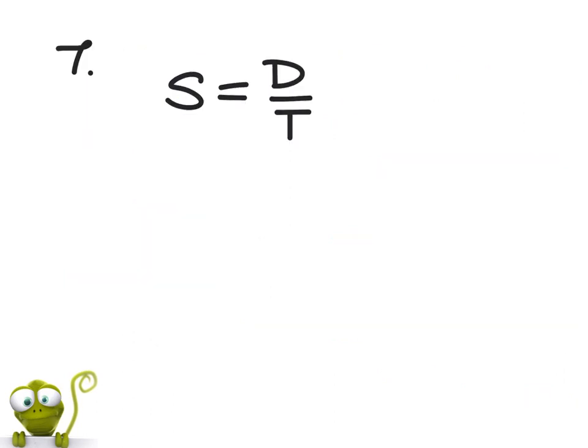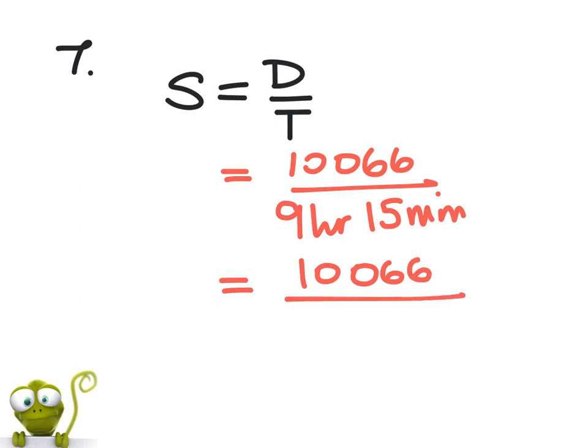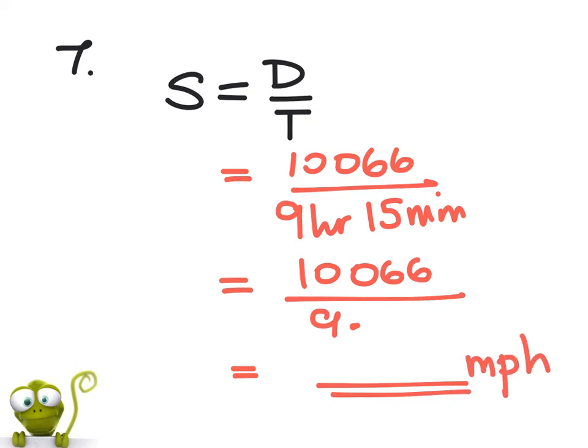And the very last question, calculate the average speed of the flight. So we're going to use the formula, speed equals distance divided by time. The distance is 10,066 miles, and we're going to divide that by 9 hours and 15 minutes. Now the problem is that we can't put 9 hours 15 in the calculator, so we're going to have to put that in as 9 point something. So see if you can figure out what that point is before we put it in the calculator to get the final answer of miles per hour.